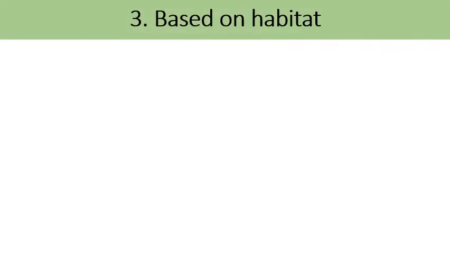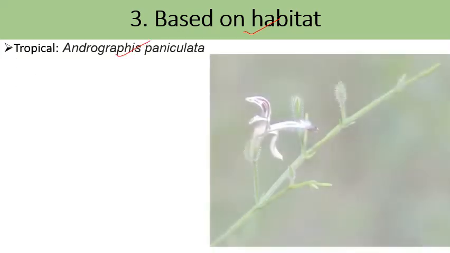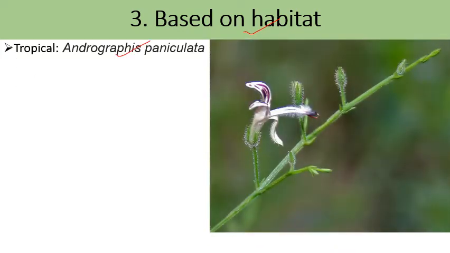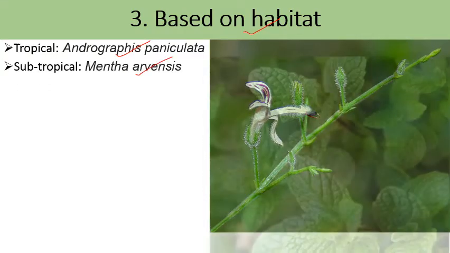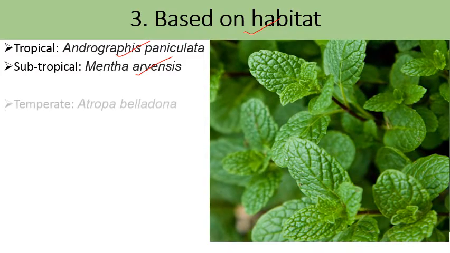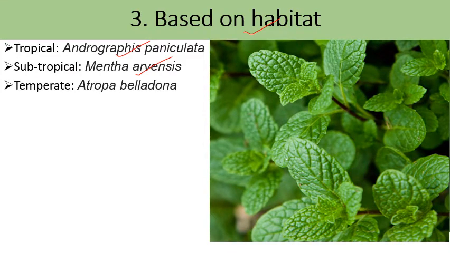Next classification is on the basis of habitat. So we have some tropical plants, like we have Andrographis paniculata. This is the photograph of Andrographis paniculata, commonly found in tropical region. Then subtropical plant, like we have Mentha arvensis, that is the mint plant. Next, temperate region plant, that is Atropa belladonna.